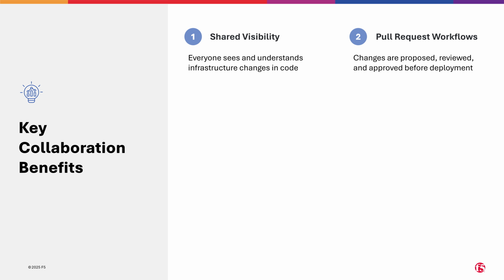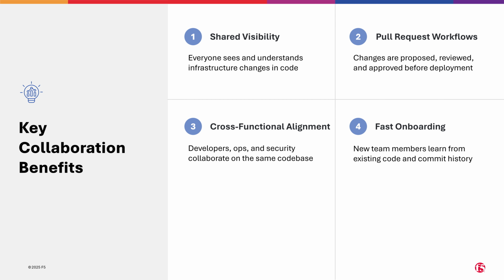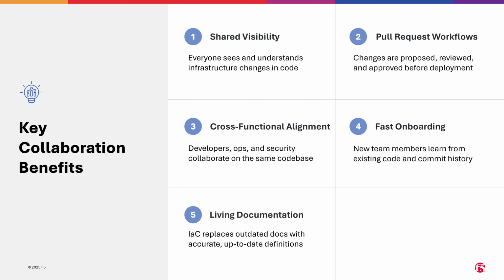Pull request workflows: changes are proposed, reviewed, and approved before deployment. Cross-functional alignment: developers, ops, and security collaborate on the same codebase. Faster onboarding: new team members learn from existing code and commit history. Living documentation: IaC replaces outdated docs with accurate, up-to-date definitions. This collaborative foundation helps teams move faster, avoid miscommunication, and ensure that infrastructure changes are well understood and agreed upon by all team members.